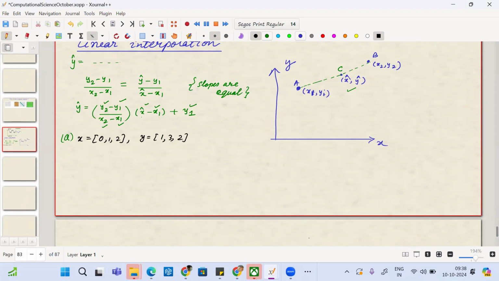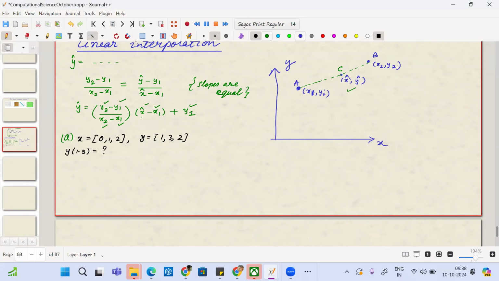And you want to find what is y at x equals 1.5. Okay, y is a function of x. So I'm thinking like y at 1.5. What is the value of y at x equal to 1.5?